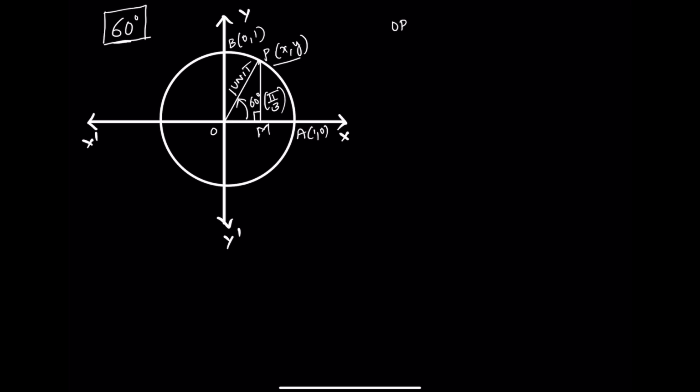Now what are the details we know? OP is 1 unit and it is right angled at M. So this is the information that we have. Let's draw this triangle separately.